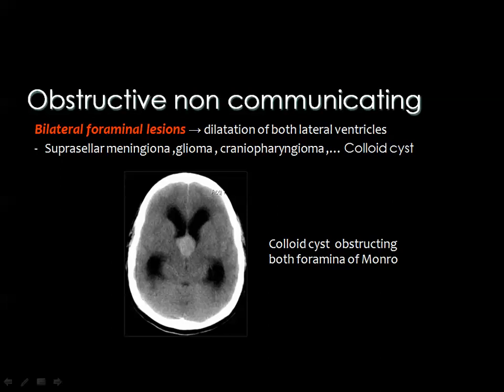Then if there is a lesion that can obstruct both foramina of Monro, like this typical lesion known as colloid cyst, the colloid cyst is usually located at the anterior part of the third ventricle, centered on the region of the foramina of Monro. This cyst is hyperdense in CT images and may also be of bright signal in all MR images. The lesion in a strategic location will compromise the foramen of Monro on the left as well as on the right, resulting in dilatation of both lateral ventricles.